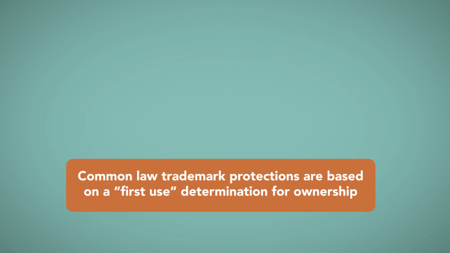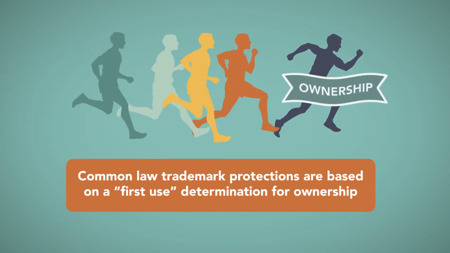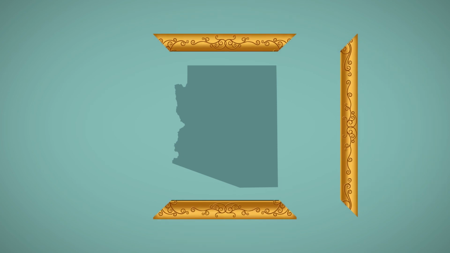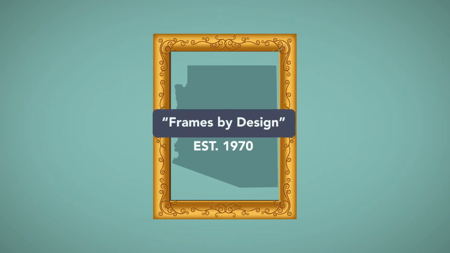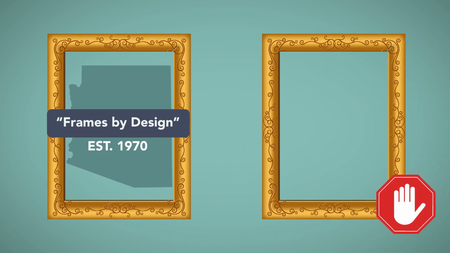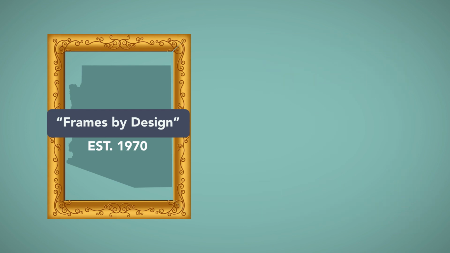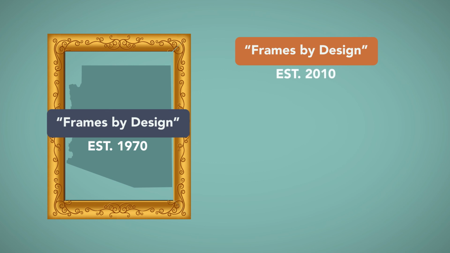Common law trademark protections are based on a first use determination for ownership. The first individual or business to begin using a mark within a specific geographic area obtains a stronger ownership claim than a subsequent business. For example, a custom frame shop in Tucson, Arizona, using the name Frames by Design that was established in 1970, could prevent someone else from opening a custom frame shop near Tucson, Arizona under the same name. However, the Tucson-based shop would have few options against a custom frame shop opened in 2010 with the name Frames by Design in Springfield, Illinois.